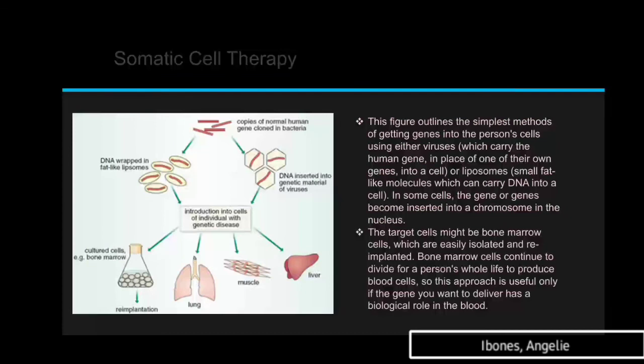The target cells might be bone marrow cells, which are easily isolated and reimplanted. Bone marrow cells continue to divide for a person's whole life to produce blood cells, so this approach is useful only if the gene you want to deliver has a biological role in the blood.